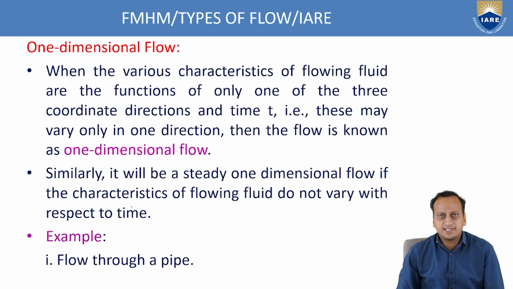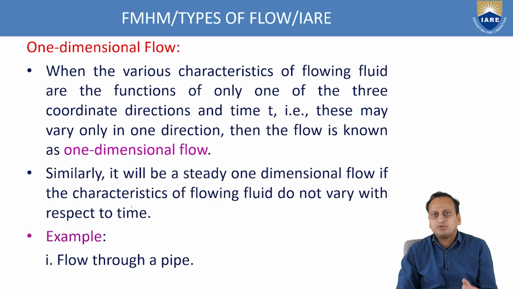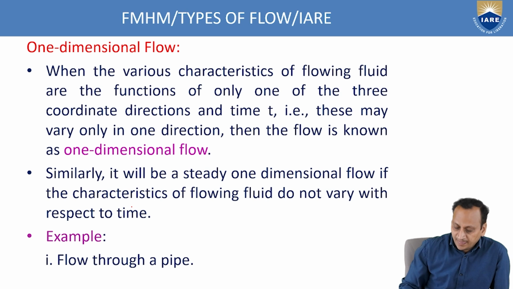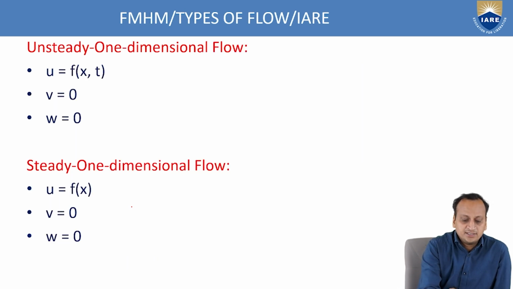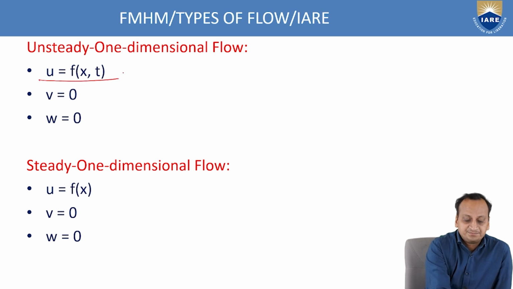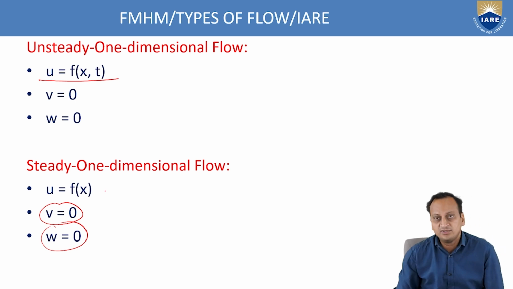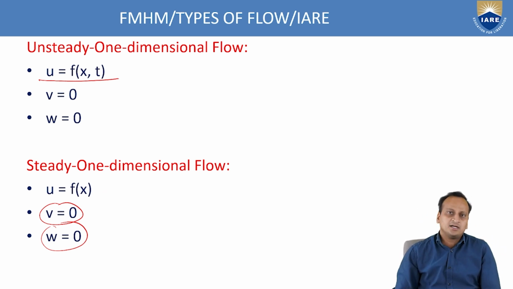Similarly, one-dimensional flow also. Here fluid characteristics will vary with respect to the time about only one direction in space. Similarly, here we can express it only in the x direction, and y and z become zero for unsteady. It will be varying with respect to the time, but in steady, with respect to the time, the fluid particles remain constant with respect to that particular direction.